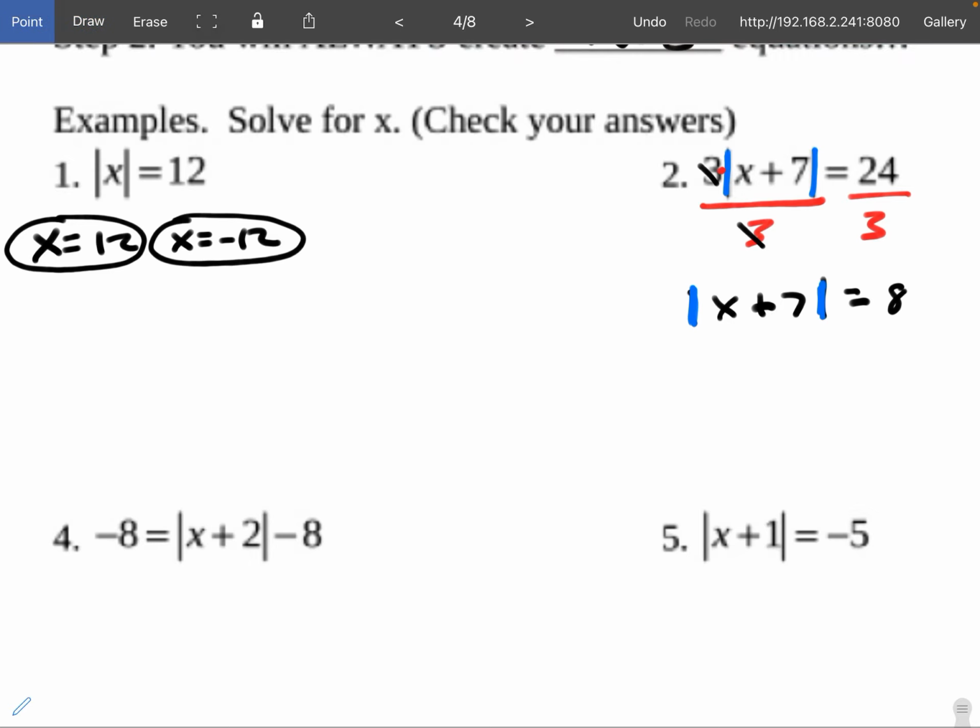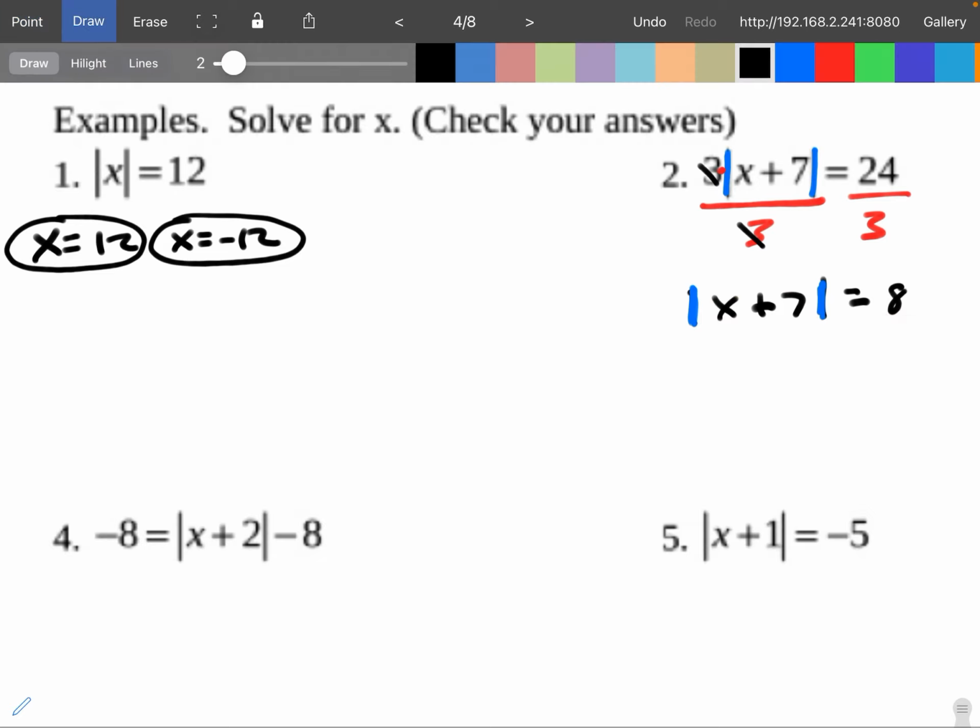So now listen, we're going to follow the same technique we did on that first problem. I'm going to take the x plus 7 quantity out of the absolute value, and I'm going to set it equal to 8. But then for the second case, I'm going to take the quantity x plus 7 out of the absolute value, and set it equal to the negative of this number on the right-hand side. So that's going to look like this.